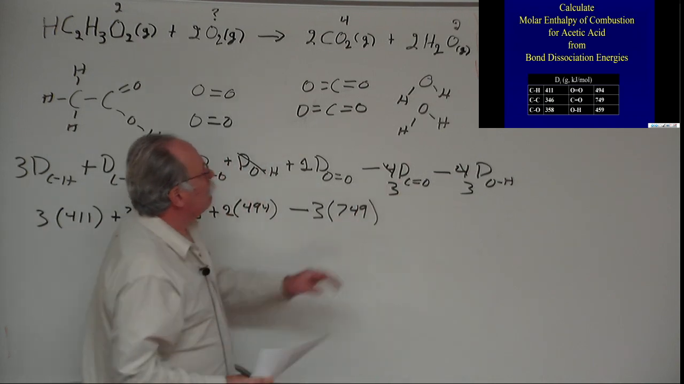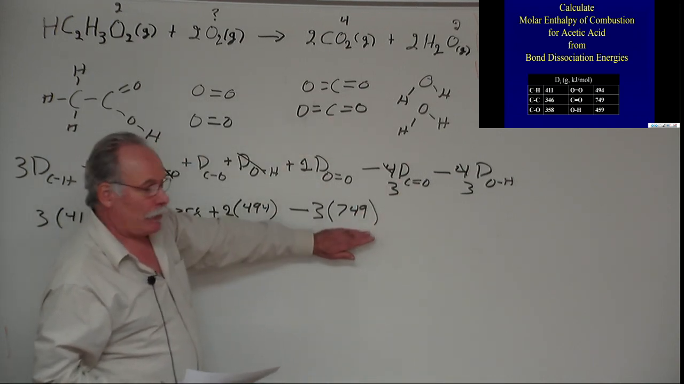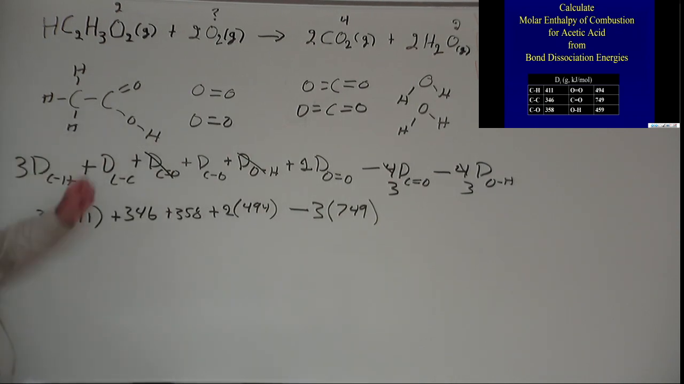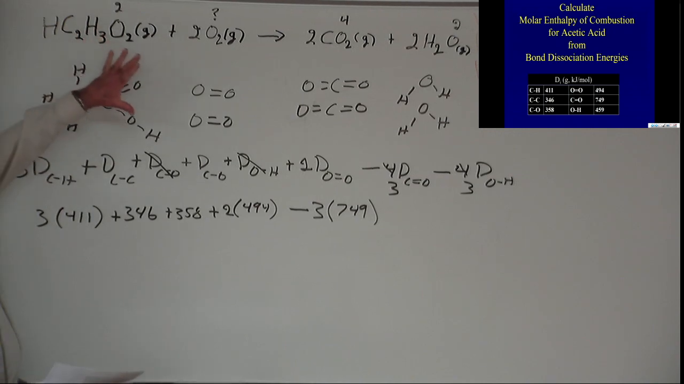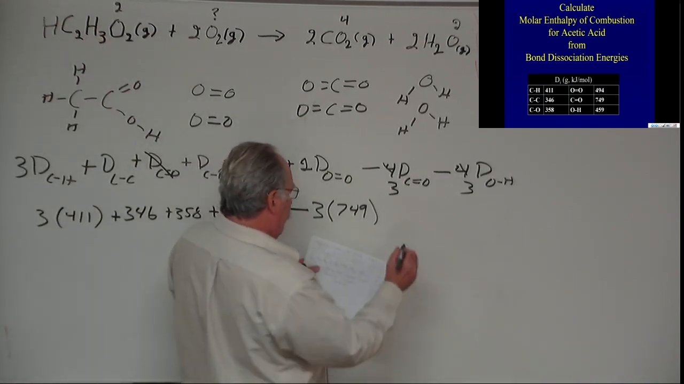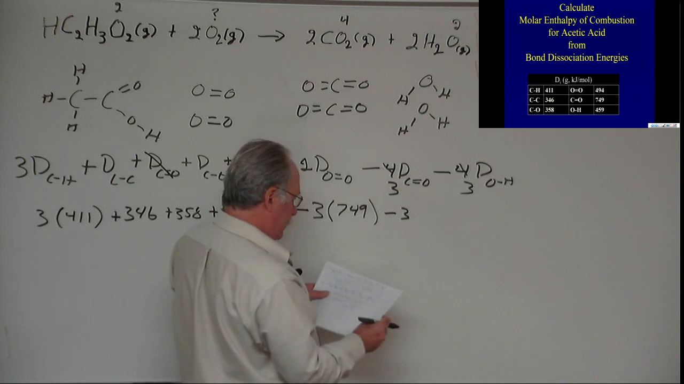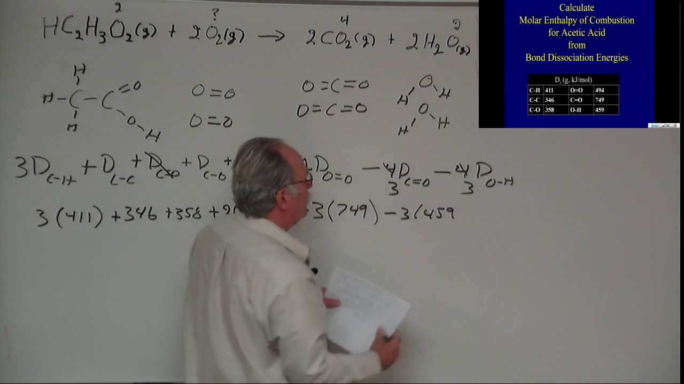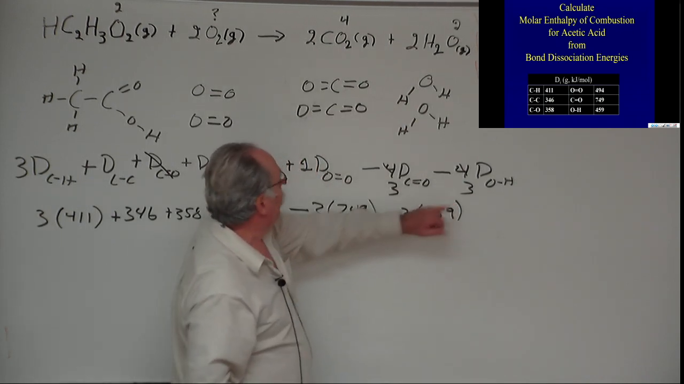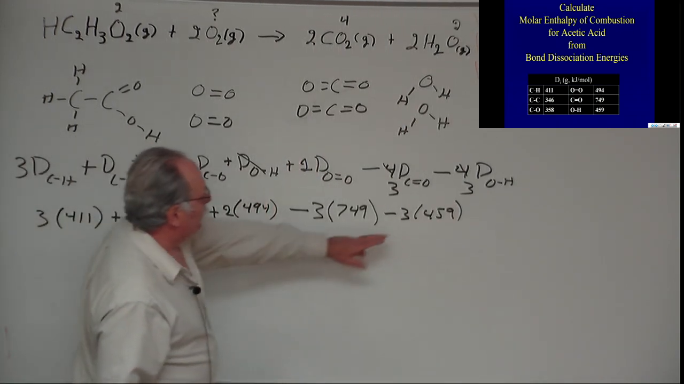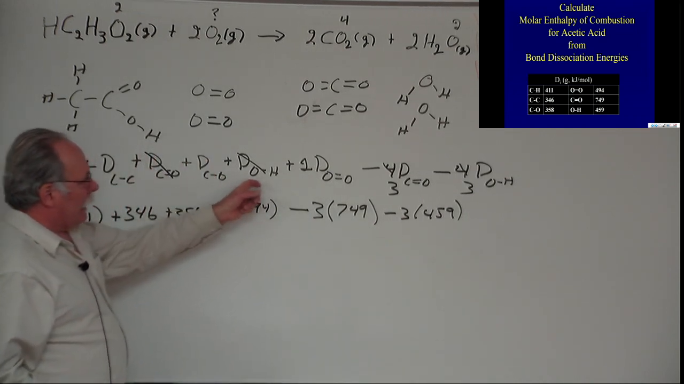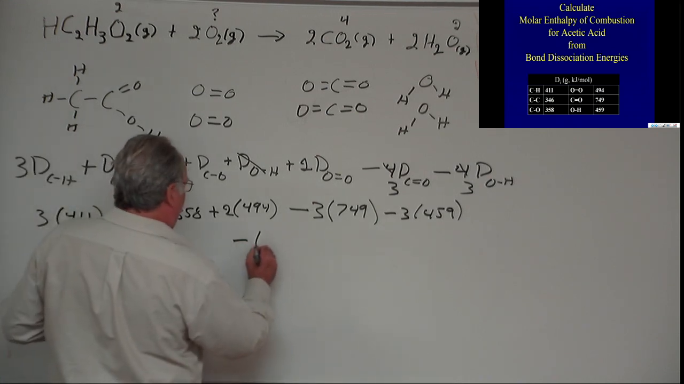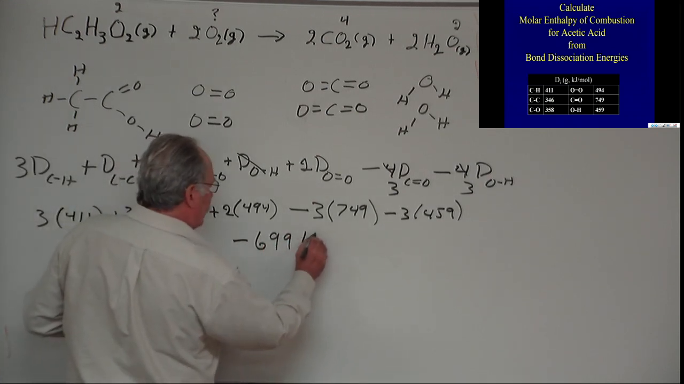And notice that making a bond is an exothermic process. It releases energy. Breaking a bond is an endothermic process. You add energy to break the bond. It all makes sense. And now I'm going to subtract 3 times the dissociation energy of the OH, and I have 459. Realize that I'm really making 4 of them, but I had broken 1 here, and so since I canceled that one out, I only have to worry about 3 of them. Now I get out my calculator, and I come up with 699 kilojoules.